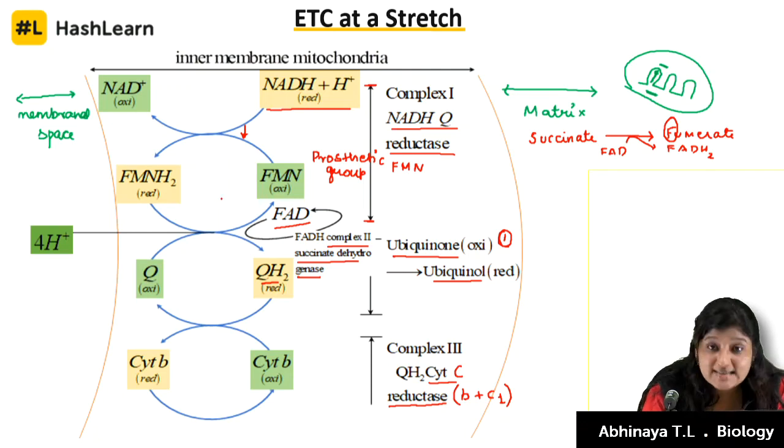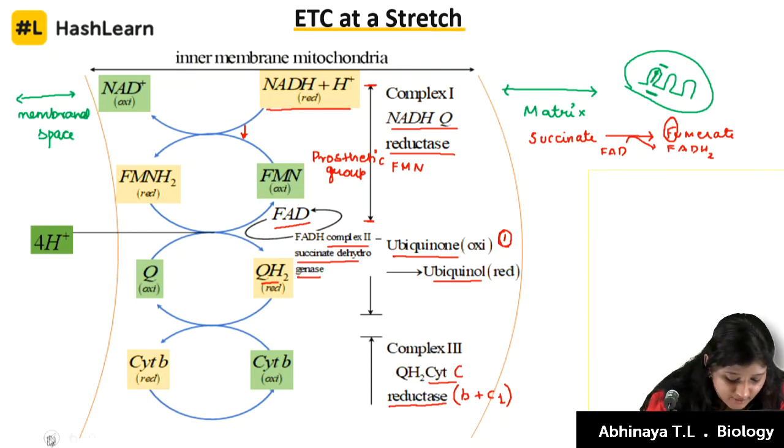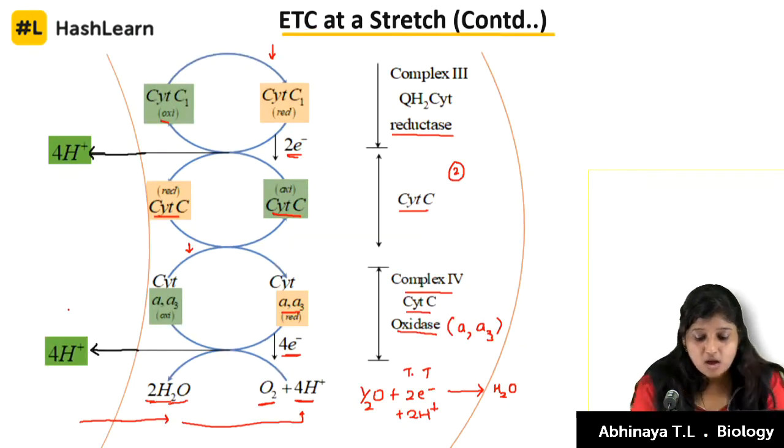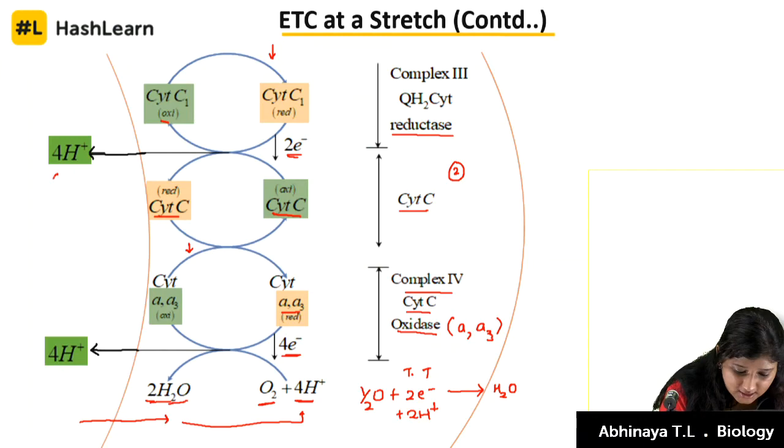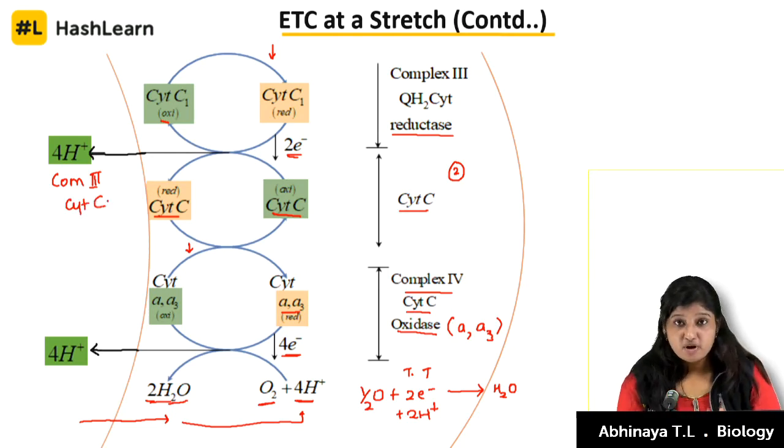So from complex 1 to ubiquinone, I'll use the laser pointer, complex 1 to ubiquinone, there is release of 4 protons. I'll write it here, to ubiquinone, there is release of protons. From complex 3 to cytochrome C, the other carrier, there is going to be release of 4 protons. That is from complex 3 to cytochrome C, there is release of 4 protons, another junction.